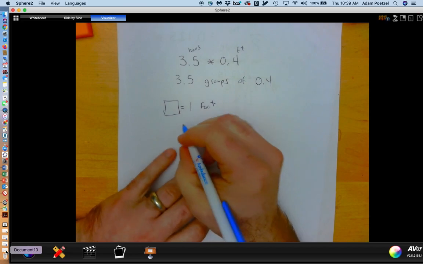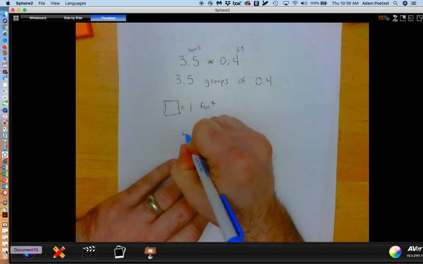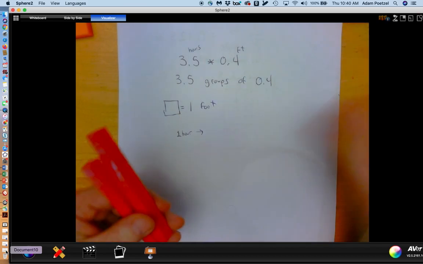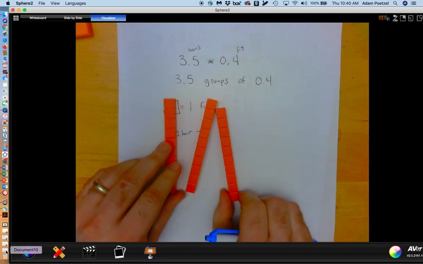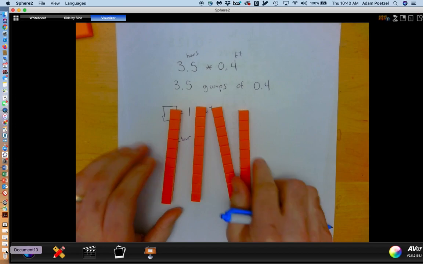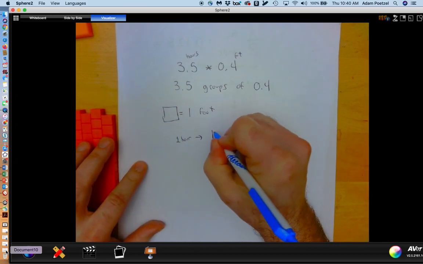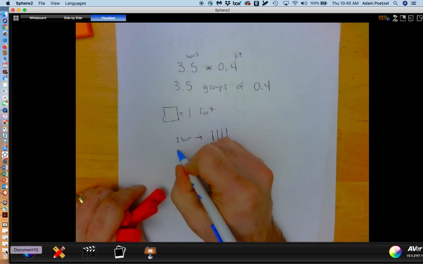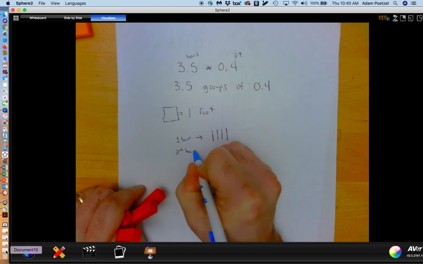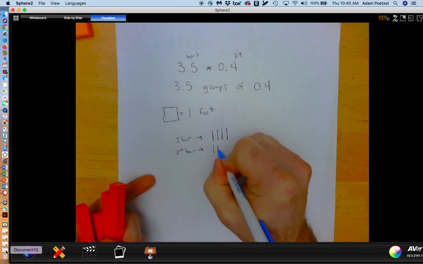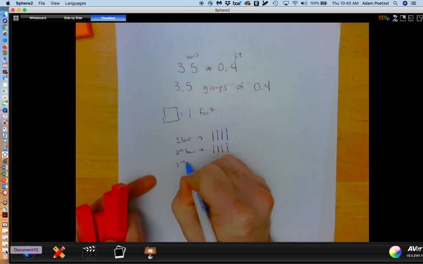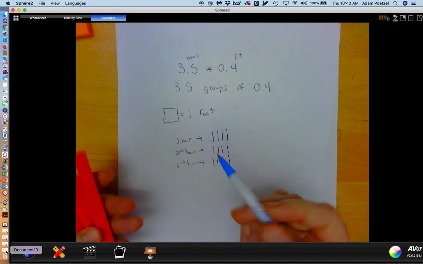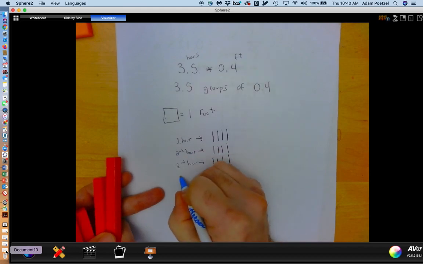And we want 3.5 groups of these, right? So let's take a look at what we'd have. So in 1 hour, we know we didn't go a whole foot. We went 4 tenths of a foot. So each of these would be a tenth, right? So this would represent 4 tenths. So after 1 hour, I'm going to use just the stick notation to have that be 4 tenths. And another hour. And so the second hour, she would go another 4 tenths. And she did a whole third hour. She had a big exercise today. She did another one, right?